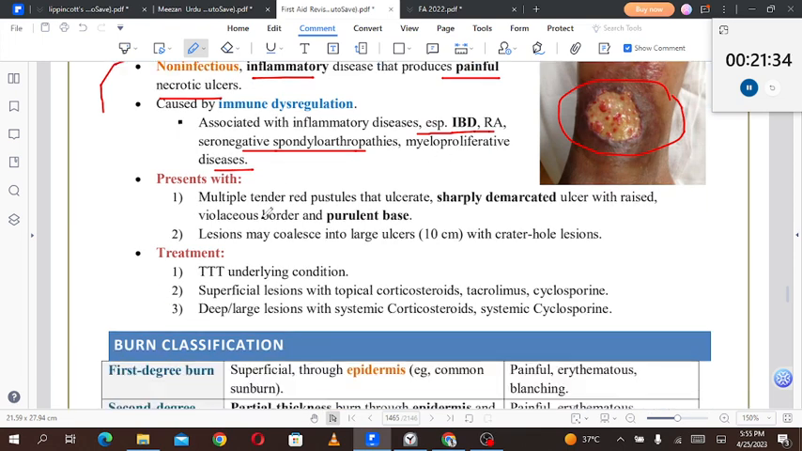It presents with multiple tender red pustules that ulcerate into sharply demarcated ulcers with raised violaceous borders and a purulent base. Lesions may coalesce into large ulcers over 10 cm with a crater-like lesion.